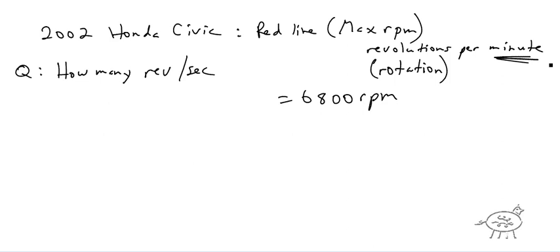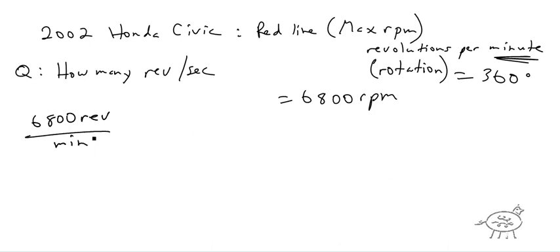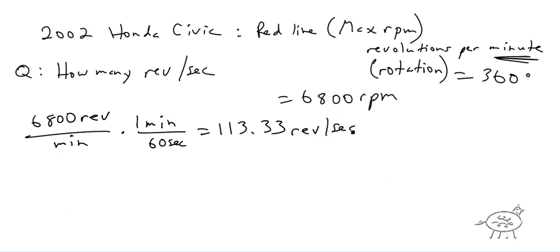And so again, remember, a revolution is a rotation, and a rotation is also equal to 360 degrees. Okay, so how many revolutions per second? Well, we're going to do something that you learned if you took chemistry. If you didn't, it's something that they use a lot. It's called dimensional analysis. All right, so what we're going to do is we're going to say 6,800 revolutions per minute times 1 minute per 60 seconds, and that gives us 113.33 revolutions per second.